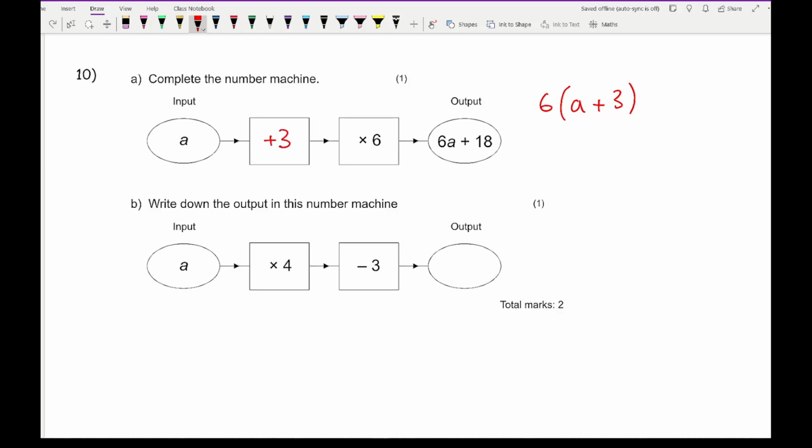Then for B, it says write down the output for this number machine. So we're starting with A and multiply it by 4 and then take away 3. So the output then is going to be 4A minus 3.